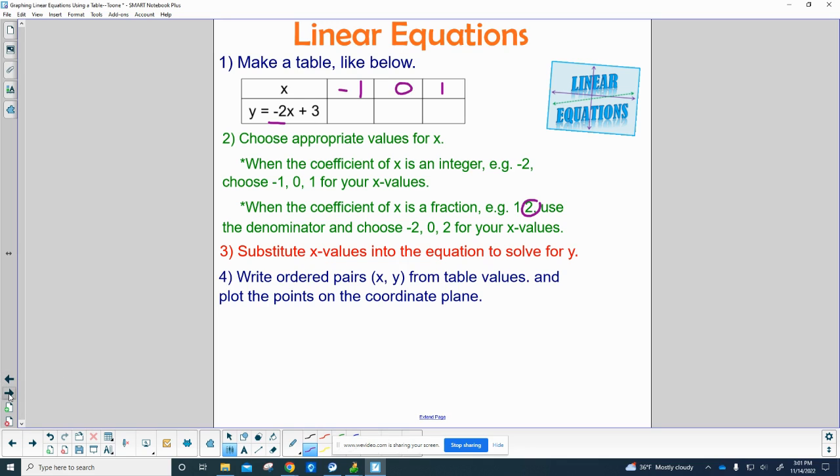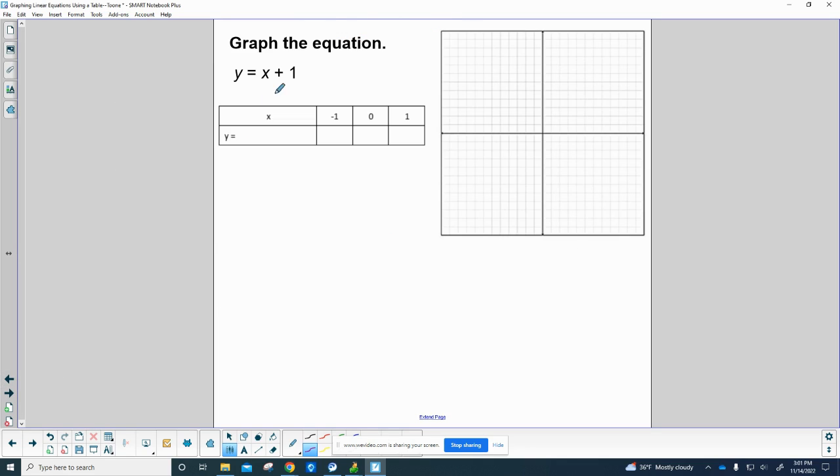So let's do one in real time here. We've got y equals x plus 1. That really means y equals 1x plus 1. So that is the equation we're putting these numbers into. This is what it looks like. First of all, we've got 1 times negative 1 plus 1, 1 times 0 plus 1, and 1 times 1 plus 1.